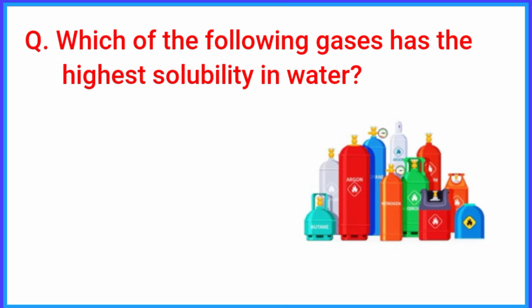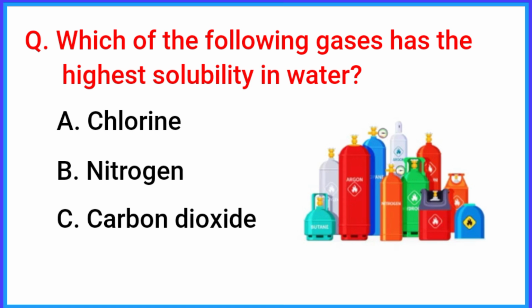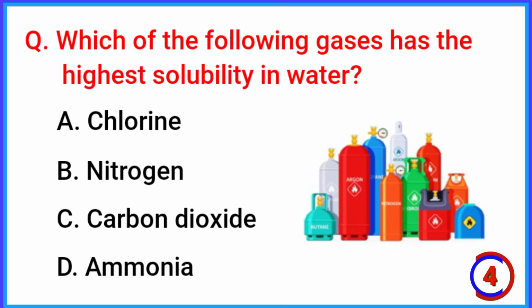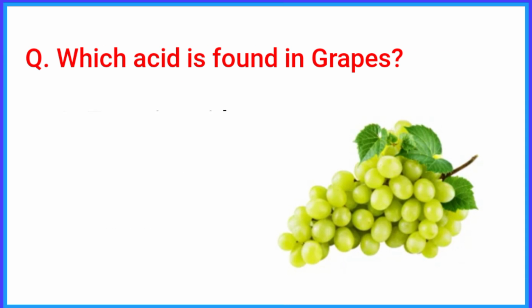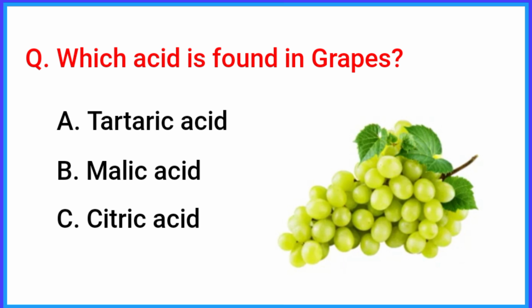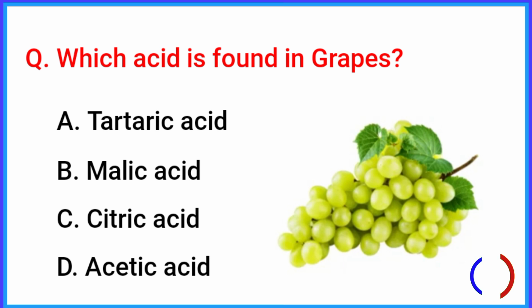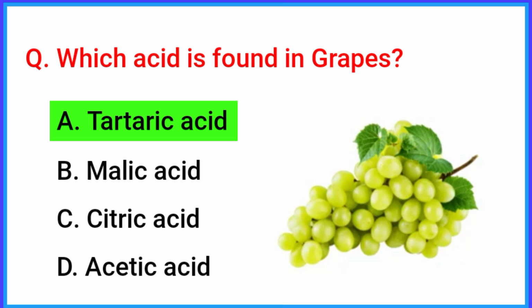Which of the following gases has the highest solubility in water? The correct answer is option D, ammonia. Which acid is found in grapes? The correct answer is option A, tartaric acid.